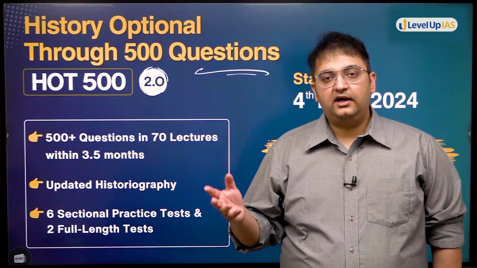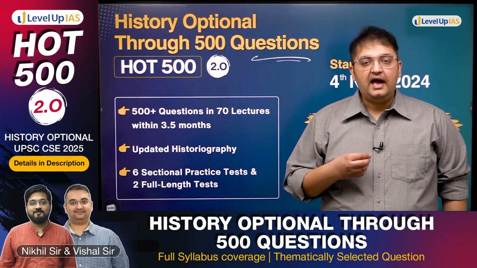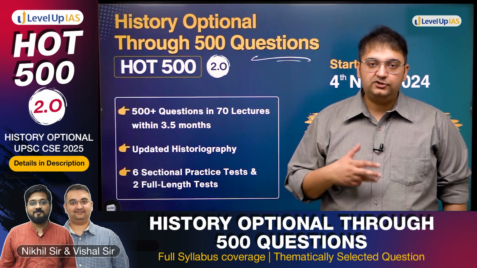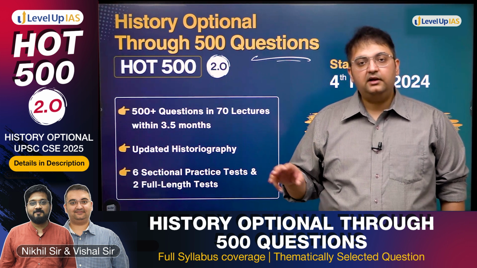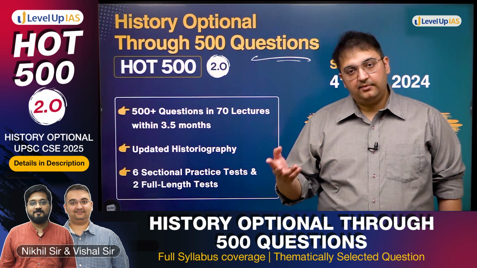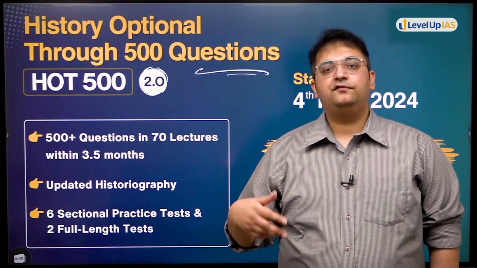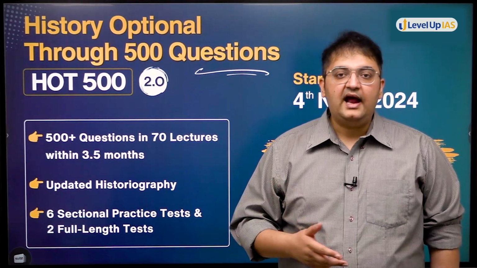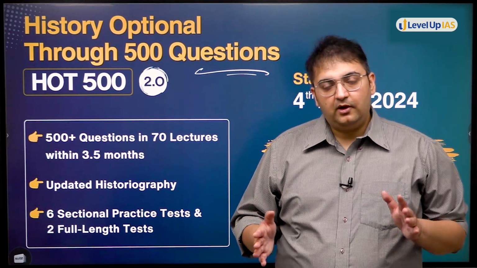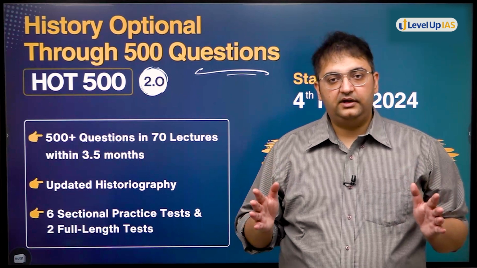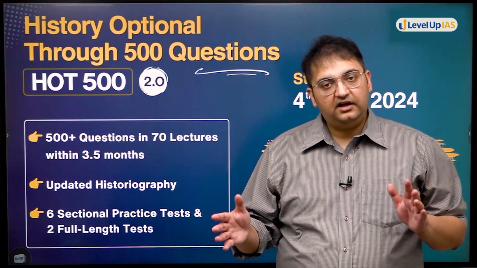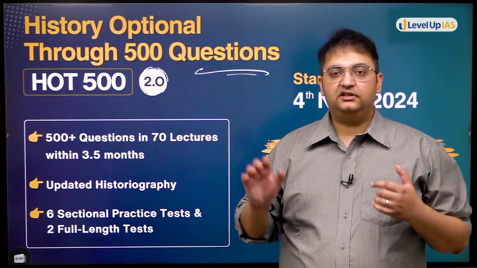The course is going to be conducted jointly by both me and Nikhil sir. Nikhil sir will be in charge of paper 2, while I'll be in charge of paper 1. On the 4th of November, we'll begin with the beginning of paper 1, that is ancient Indian history. Uske baad fir medieval history. Following that, we'll have modern history, and finally world history. We have designed the course to be about 3.5 months long. So beginning from the 4th of November to about mid-February, we'll be covering the entire history optional syllabus through question and answer format.